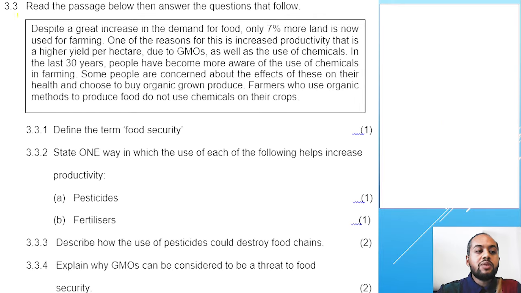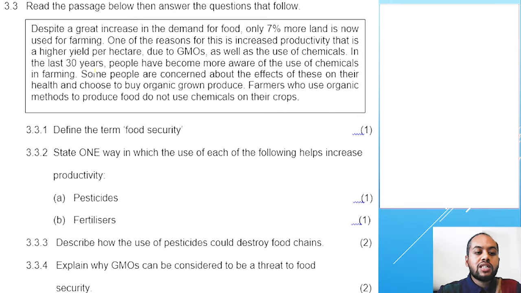The next question, 3.3 says, read the passage below and answer the questions that follow. Despite the great increase in the demand for food, only 7% more land is now used for farming. One of the reasons for this is increased productivity, that is a higher yield per hectare due to GMOs as well as the use of chemicals.